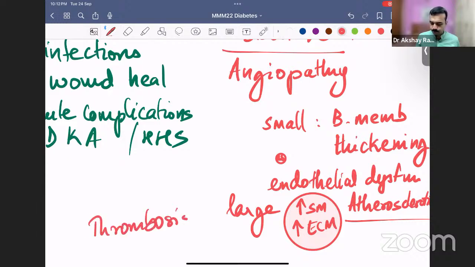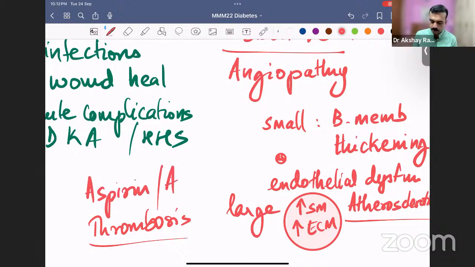So that is why, any patient you come across with diabetes mellitus, you have to presume that already they have some form of coronary artery disease. So very often what we do is we start them on primary prevention with antiplatelets. We start them on aspirin and atorvastatin for primary prevention.